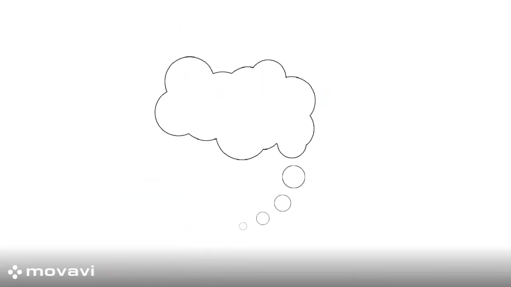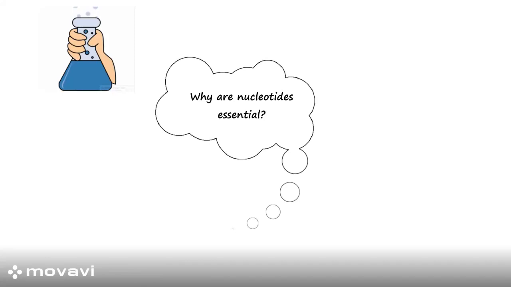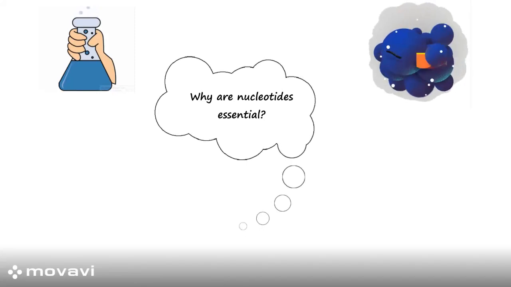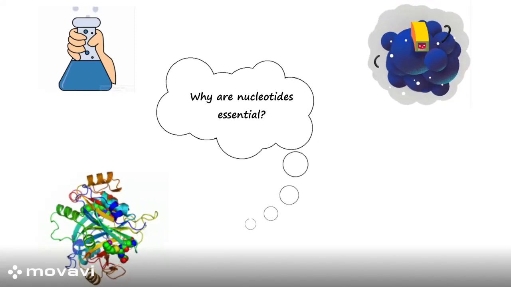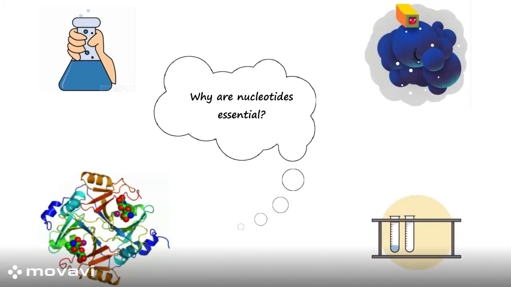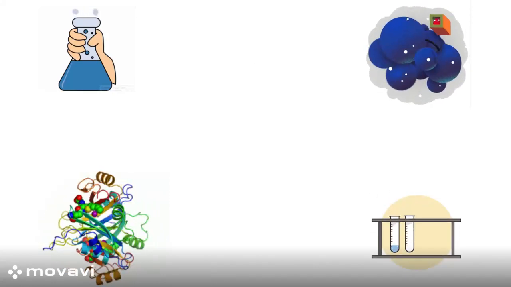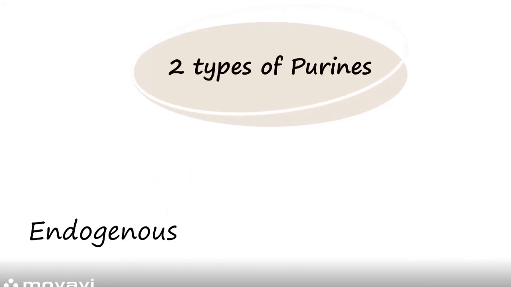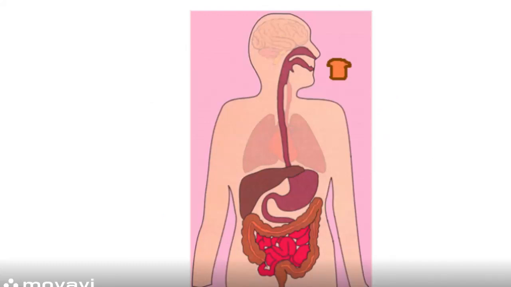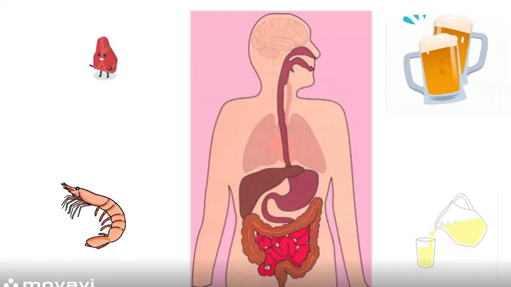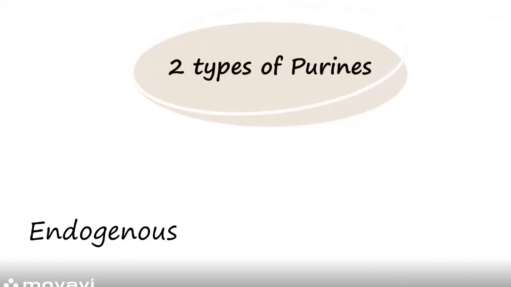Some of the nucleotides' central roles include being the building blocks of nucleic acids, storage of chemical energy, carriers of activated metabolites for biosynthesis of coenzymes and metabolic regulators. Purines have two kinds, endogenous and exogenous. Exogenous purines are absorbed by the body through the foods that you eat, such as organ meat, alcohol, seafood and sweetened beverages, whereas endogenous purines are made directly by the body itself.